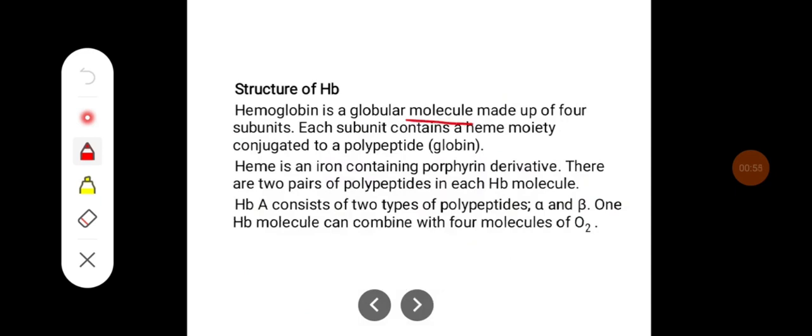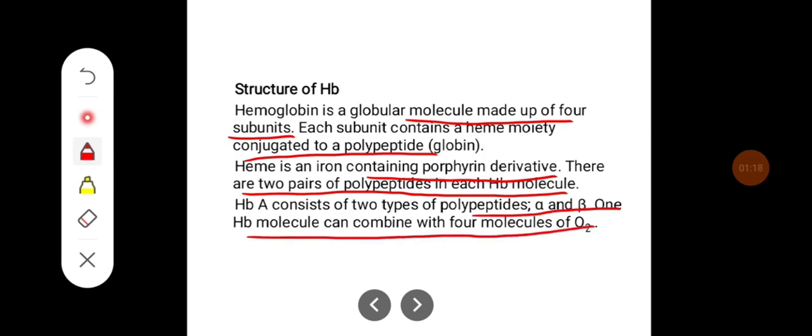Hemoglobin is a globular structure made up of 4 subunits. Each subunit contains a heme moiety conjugated to a polypeptide, which is called globin. Heme is an iron-containing porphyrin derivative. There are 2 pairs of polypeptides in each hemoglobin molecule. Hemoglobin A consists of 2 types of polypeptides, alpha and beta, and one hemoglobin molecule can combine with 4 molecules of oxygen, or 8 atoms of oxygen.